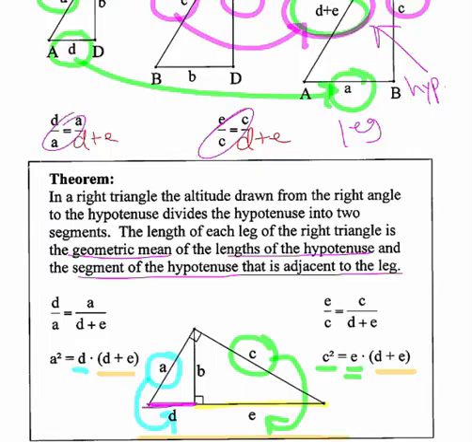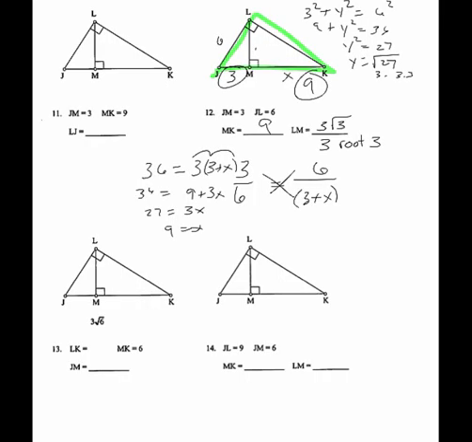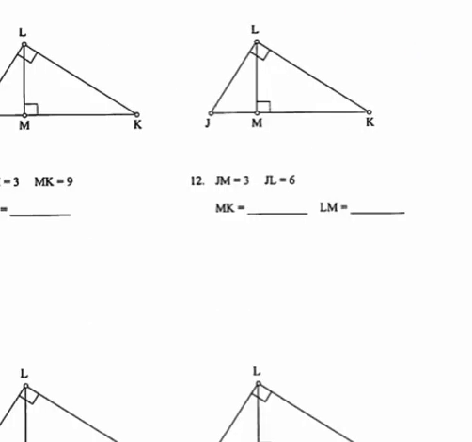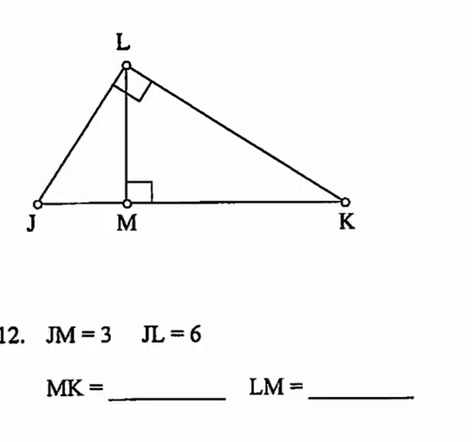Practice these examples in your workbook, and let me take you through one of them, which is on page 7 of your workbook. And it's problem number 12. In problem number 12, you're given a couple numbers. It says JM is 3 and JL is 6. We're supposed to find MK, I'll call it X, and LM, I'll call that Y. Here's what the theorem says. It says the leg squared should equal the part that it touches multiplied by the entire hypotenuse.